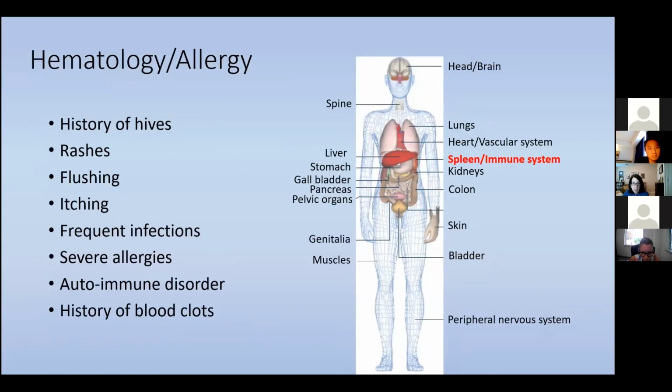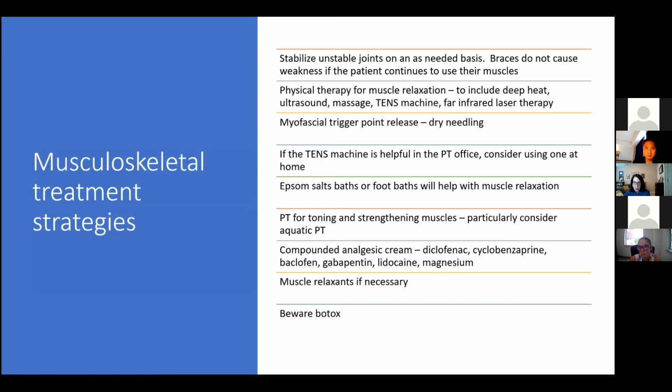In the hematology allergy department, we think about a history of hives, rashes, flushing, itching, frequent infections, severe allergies, autoimmune disorders, and a history of blood clots. And certainly these first 4 items would make us wonder about the presence of mast cell activation.